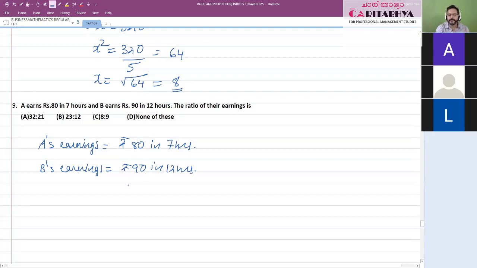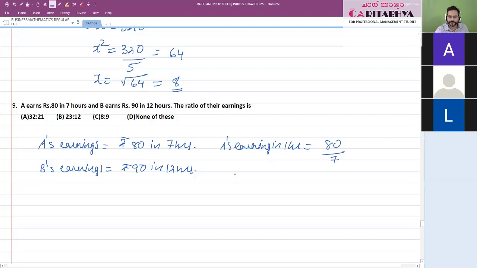A earns 80 rupees in 7 hours. B earns 90 rupees in 12 hours. So we have to compare equivalent earnings, that is, earnings in 1 hour.